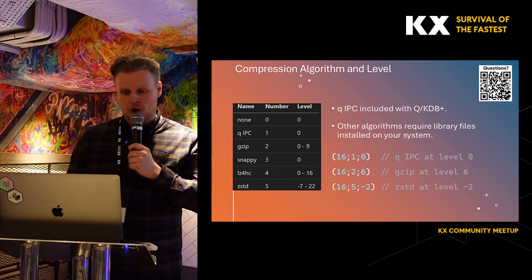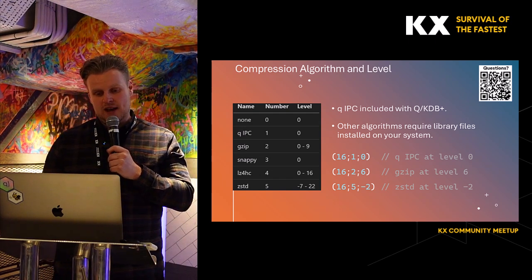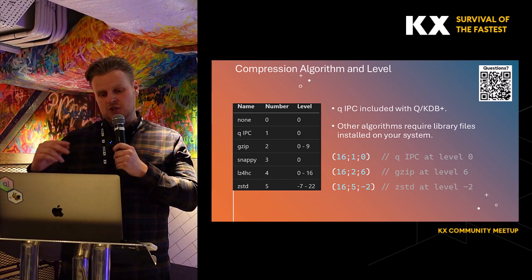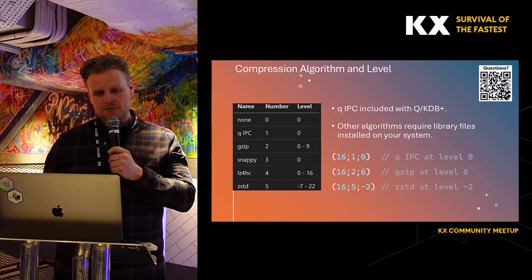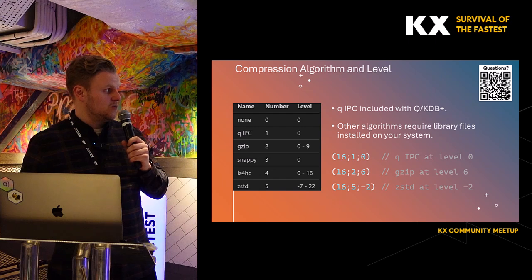Here's just a quick example to see how we can provide different values. You can see here I've used a fixed logical block size of 16. And then the first one is 1, so that corresponds to QAPC at level 0.